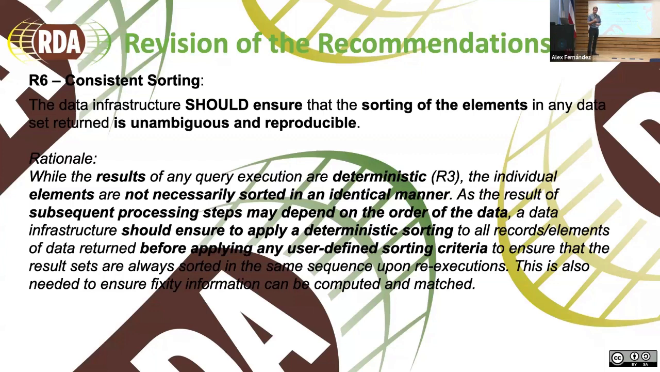is unambiguous and reproducible. Reason behind it is if you use whatever databases, you pose a query, 2 times the same query, it produces the same result set, but not necessarily in the same sequence. And even if the user sorts by whatever name alphabetically, if 2 strings have the same string sequence, they might be in arbitrary order. So we recommend that prior to applying any user-defined sort, the infrastructure applies a standardized sort, and then the user supplied sort on top of that.